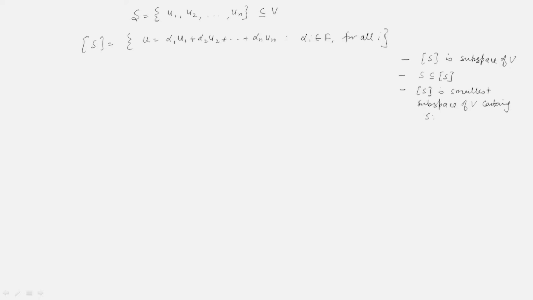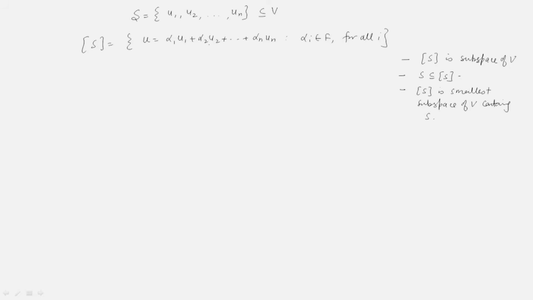Okay. Now the second property is very easy to show. You see this span is containing all the linear combinations of U1, U2 up to Un. If you take alpha 1 equal to 1, because the alphas are varying over the field, and all other alphas equal to 0, then U equals U1. So, U1 is definitely in span of S.